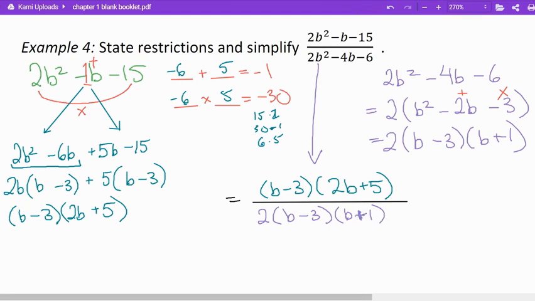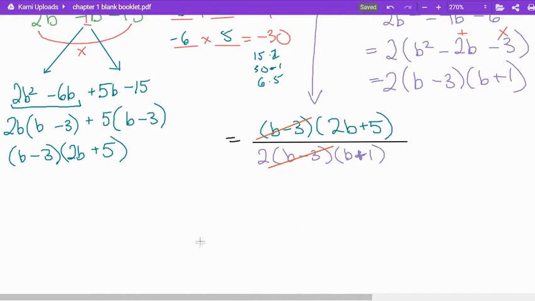So all factors are multiplied. That's good. Tell me out loud, what can I cancel out? You got it. Hooray. Let's cancel out b minus 3, b minus 3. Okay, if we're not sure if we can keep going, let's just write what we've got left over. So I've got 2b plus 5 over 2b plus 1. Okay, check both for common factors, none. This is all I can do.